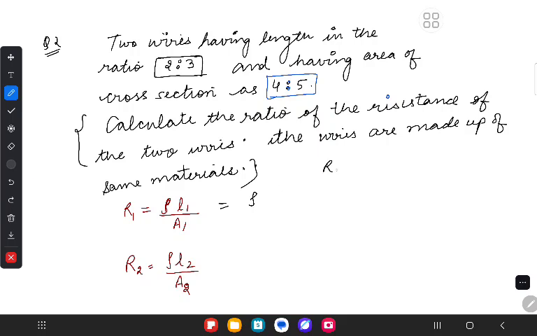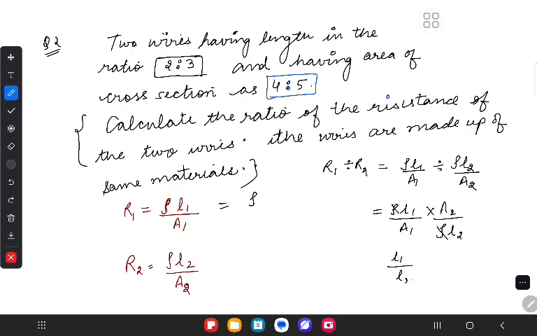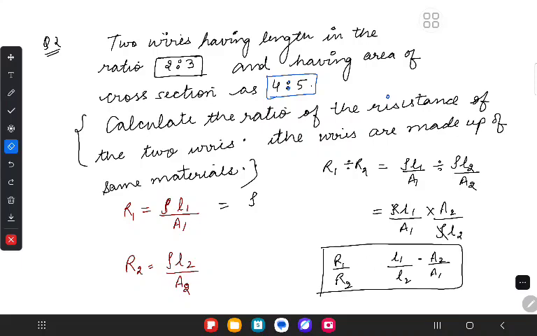So you divide R1 by R2. That is going to be rho L1 by A1 divided by rho L2 by A2. So we have rho L1 by A1 into A2 by rho L2. So rho cancels rho, and then what do you get? You get L1 by L2 into A2 by A1. This is R1 by R2. Are we understanding? So R1 by R2 is nothing but L1 by L2 into A2 by A1.